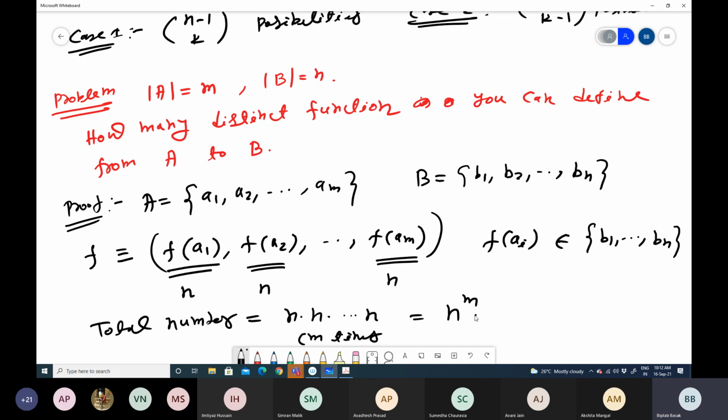Now see, be careful about the proof. Sometimes I have seen many people make the mistake. Sometimes they write m to the power n. So this is a common mistake which I have seen, in the last course and even in some other places as well. So you have to find what the values of f of a_1, f of a_2 are. Since each has n choices, we have a product of m number of n's. Therefore, it is n to the power m.